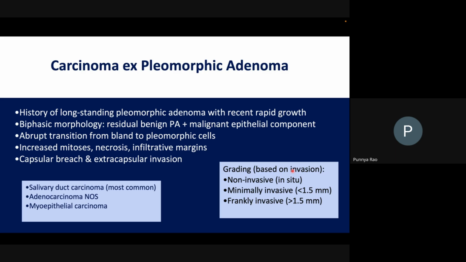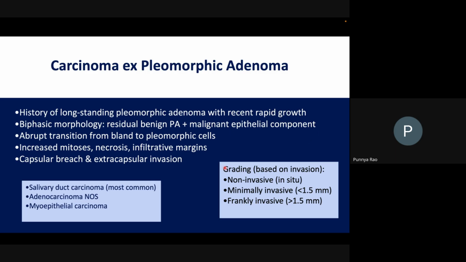The most common one, it's not common in the sense of incidence, but it's common when we actually study salivary gland tumors. So it's carcinoma ex pleomorphic adenoma. What you need to look for here is a history of a pre-existing pleomorphic adenoma which has shown recent rapid increase in growth and facial palsy. So there will be a typical biphasic morphology in the sense you have the benign pleomorphic adenoma, and along with it, you have the malignant epithelial component.